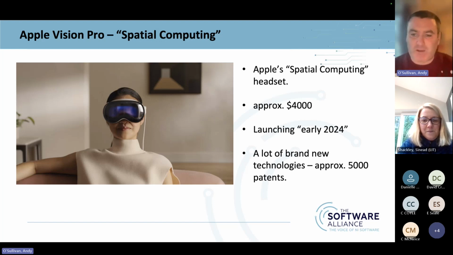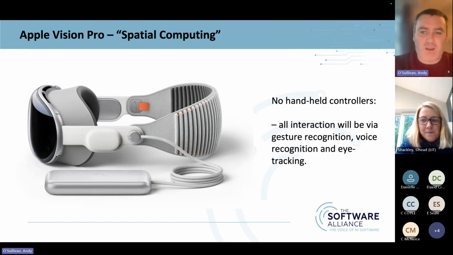It seems to be built with a whole lot of brand new technologies. They've spent years on it. They spent a lot of money on it. They say there's about 5,000 new patents in it, and they say they've solved things like the motion sickness in traditional virtuality, because it's new technology. It's very expensive.